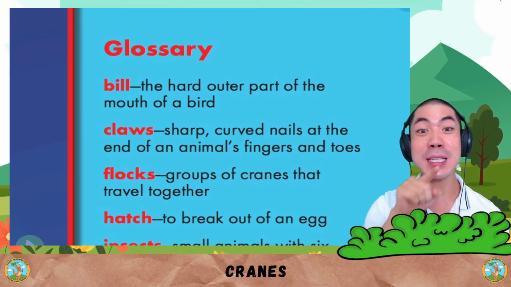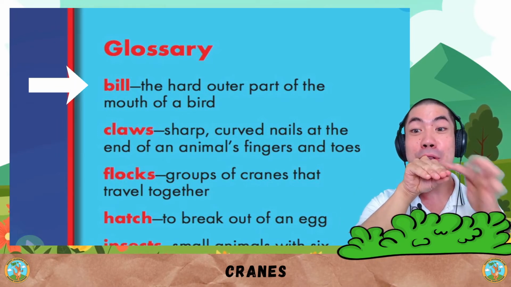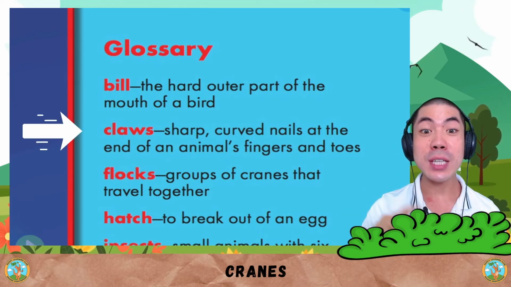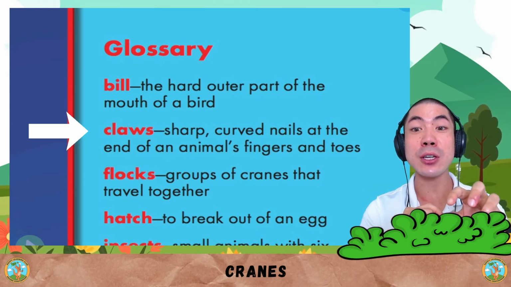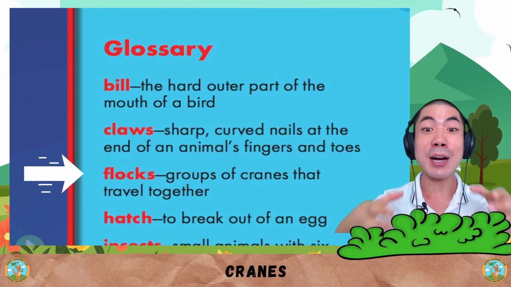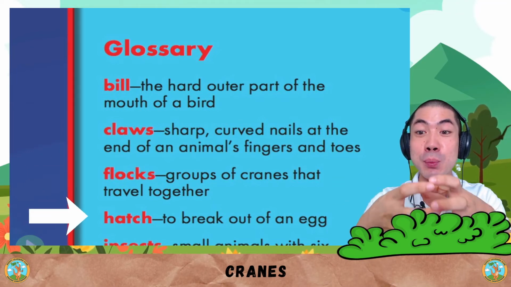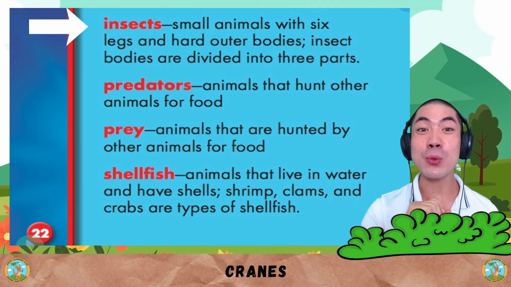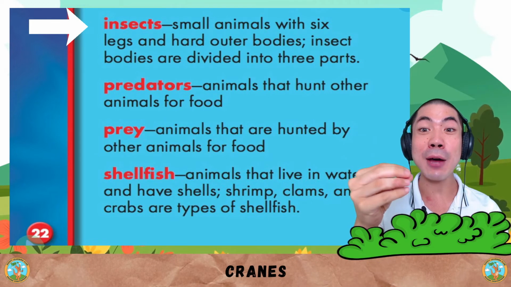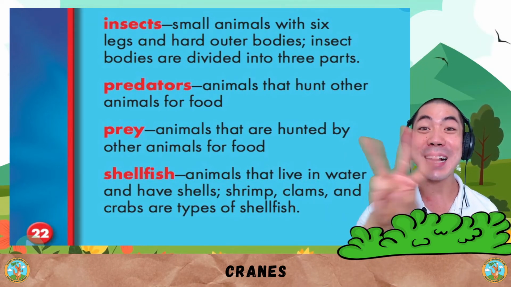The first word is bill, which is the hard outer part of the mouth of a bird. Claws are sharp, curved nails at the end of an animal's fingers or toes. Flocks are groups of cranes that travel together. Hatch is to break out of an egg. Insects are small animals with 6 legs and hard outer bodies. Insect bodies are divided into 3 parts.